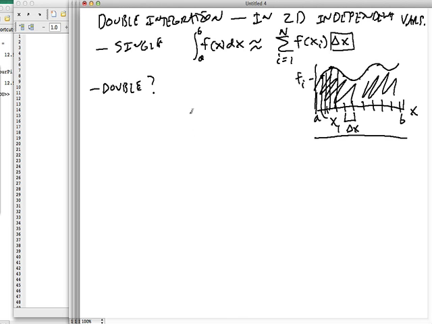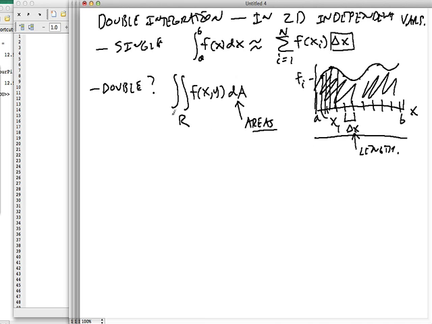Well, it's very similar. Now we have a double integral over some rectangle. We'll start with rectangles for a while. f of x, y, we have a 2D function now, dA. What do we mean here? We mean that now these are areas. Here, delta x is the length.